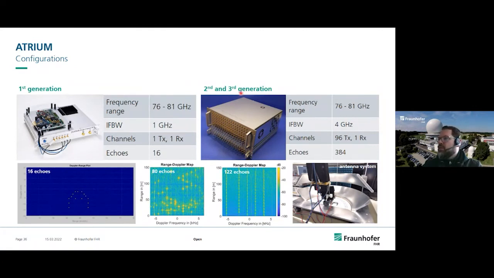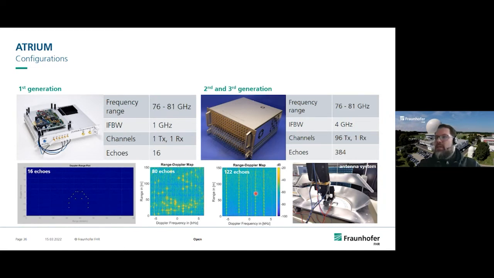But the second and third generation can do even more, since this is only capable of 16 echoes at a bandwidth of 1 gigahertz. Our new generation can simulate up to 4 gigahertz and can generate up to 384 echoes for 96 directions, so 96 channels. And here you see two Range-Doppler maps, one with 80 echoes and one with 122 echoes. So that's it from my side.